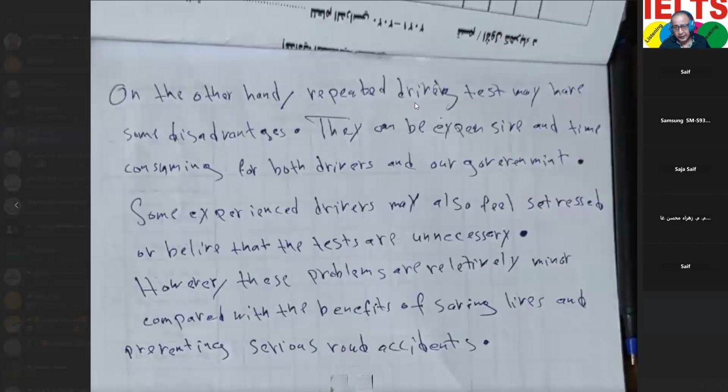Repeated driving tests may have some disadvantages. They can be expensive and time-consuming for both drivers and governments, not our government. No, governments, just governments in general. Yes, with the S at the end, and you have a spelling mistake. M-E, it's not M-I. Okay.